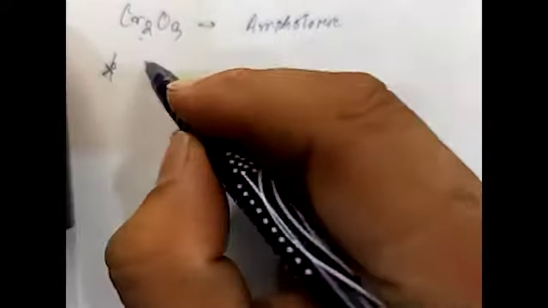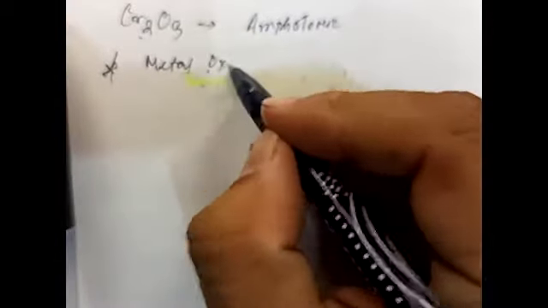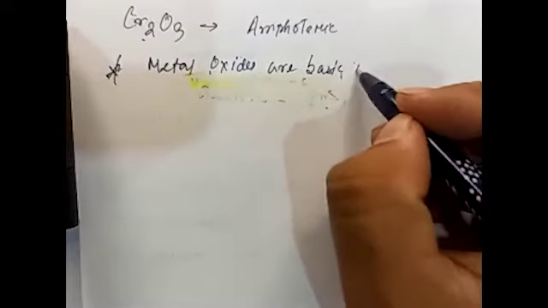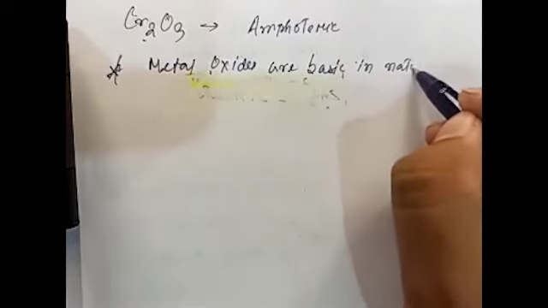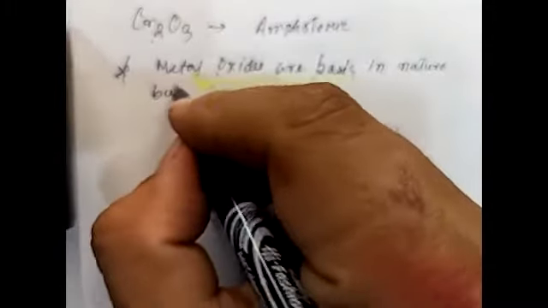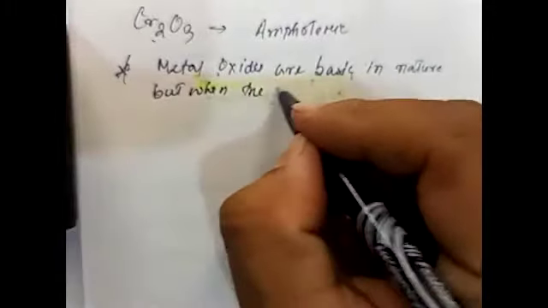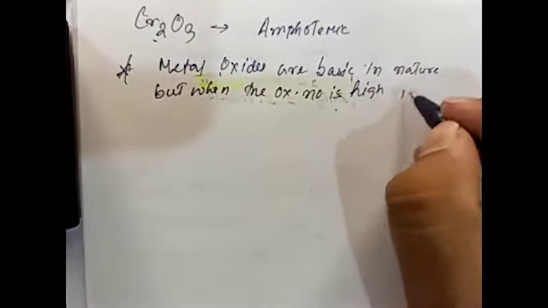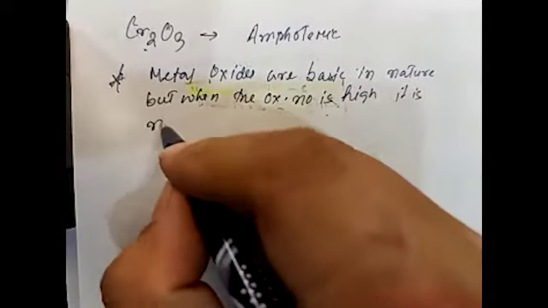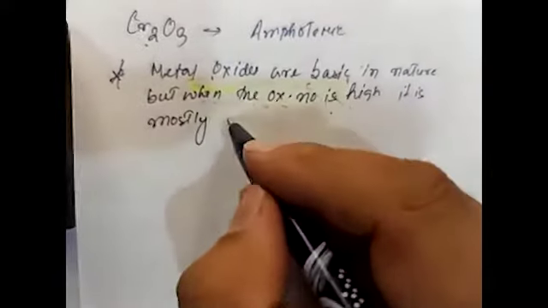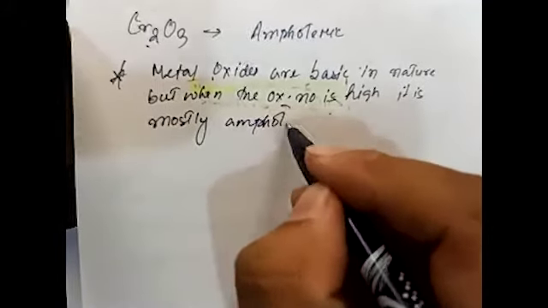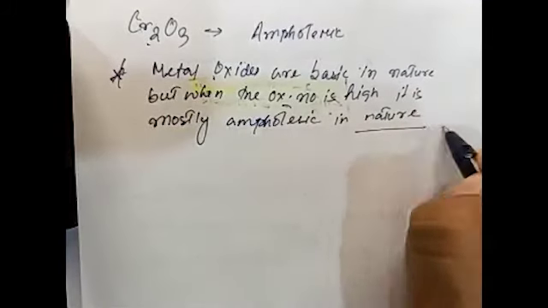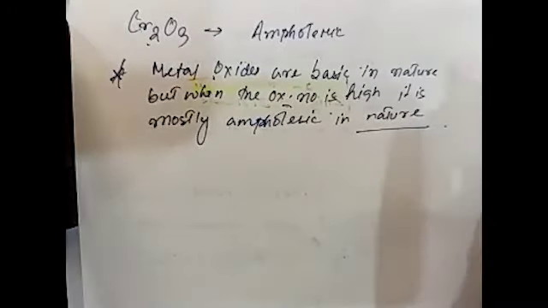Okay, metal oxides are basic in nature, but when the oxidation number is high, it is mostly amphoteric in nature. It is mostly amphoteric in nature. Fine. Okay, done.